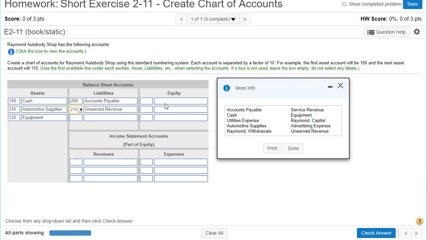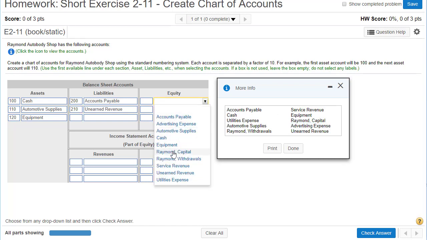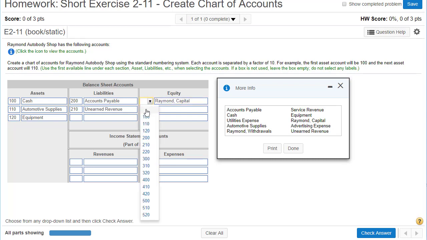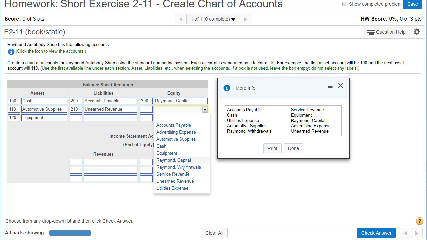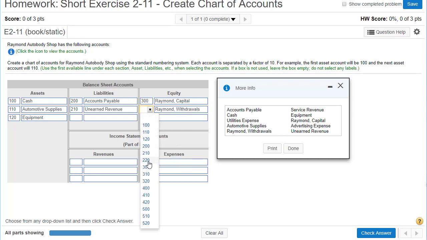Now let's work on equity accounts. So working our way from accounts payable, let's find our first equity account. It looks like, let's start with the main one, which is capital. And equity starts with a 3, so that's going to be 300. And then if we look through here, the other equity account is withdrawal. So notice the equity accounts have the owner's name in them. So Raymond, comma, withdrawals. So that's going to be 310 because it's the next 300 account number. And I don't see any other equity accounts.